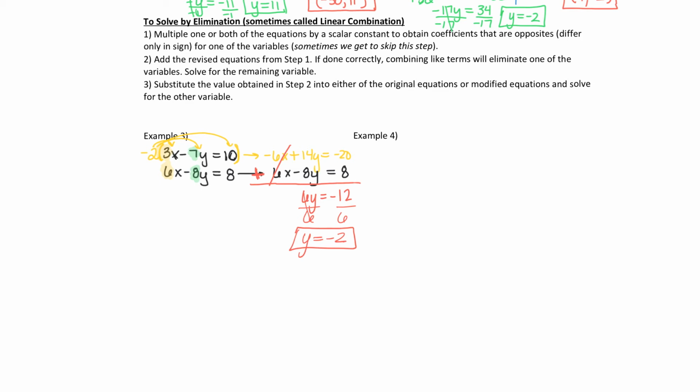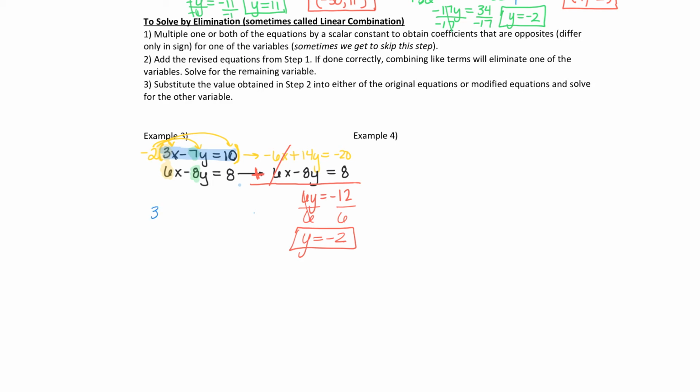In my next step, I need to plug in y equals negative 2 to any of the equations. And in this step, I usually just pick whichever equation has the smallest numbers. So I think I'm going to go with this original equation right here, the 3x minus 7y equals 10. And I'm going to plug y equals negative 2 into this equation and solve for x.